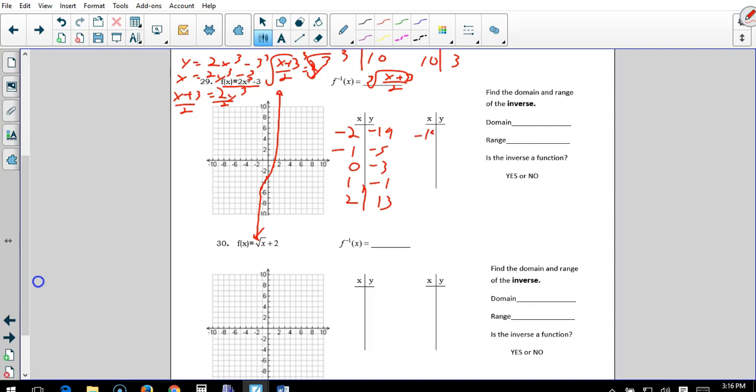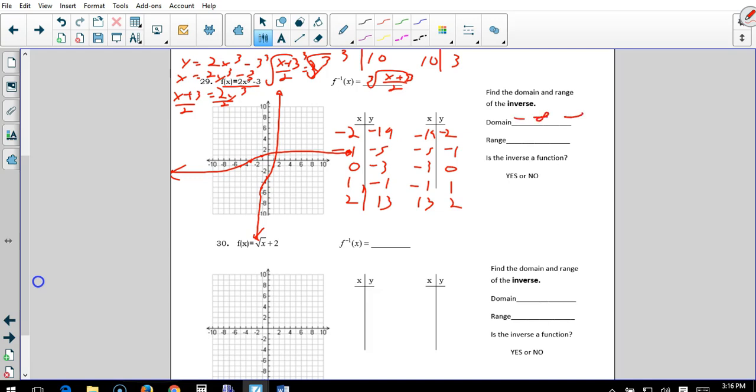Then just flip them. -19, -2, -5, -1, -3, 0, -1, 1, 13, 2. Again, we're not going to be able to do a lot of these. -19, -2 is going to be somewhere off the chart, further out that way. -5, -1, -3, 0, -1, 1, and 13, 2. Be off kind of somewhere out there. Pretty close.